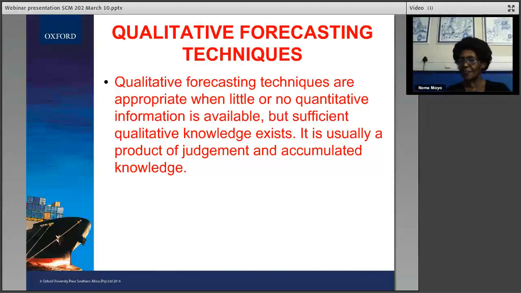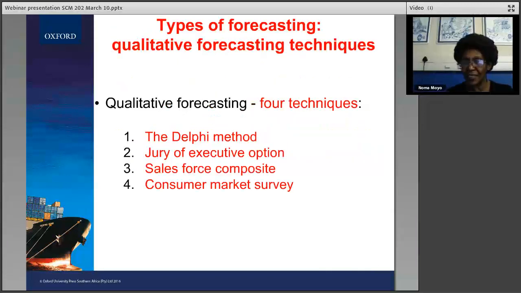And then we just finished quantitative. What about qualitative forecasting techniques? Qualitative forecasting techniques are appropriate when little or no quantitative information is available, but sufficient qualitative knowledge exists. It is usually a product of judgment and accumulated knowledge.